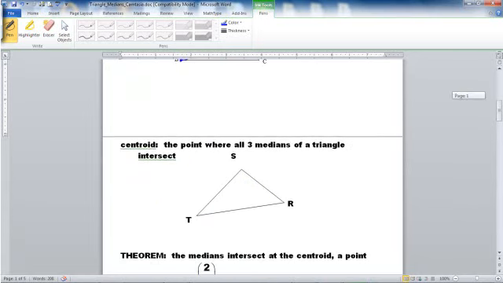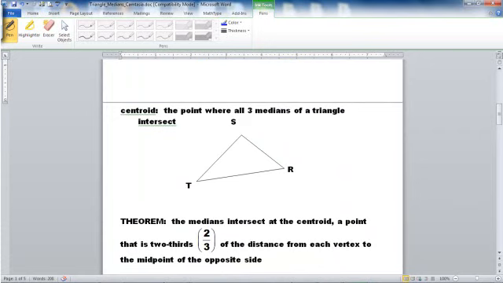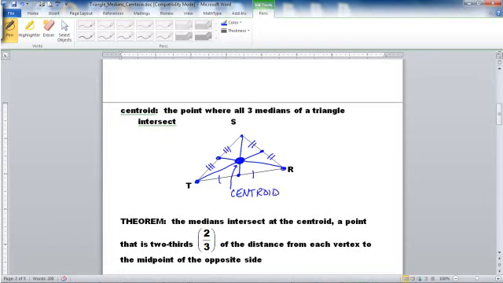Now, there's a point called the centroid, which is where all three medians of a triangle meet together. So up above I drew one. Let's draw all three. So from the vertex to the midpoint, from the vertex to the midpoint, and then from the vertex to the midpoint. This point, big point right here, that is known as the centroid. That is where all three medians of a triangle intersect.